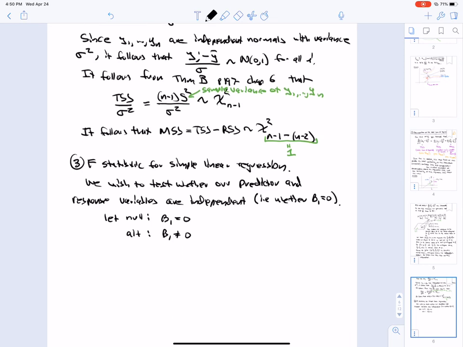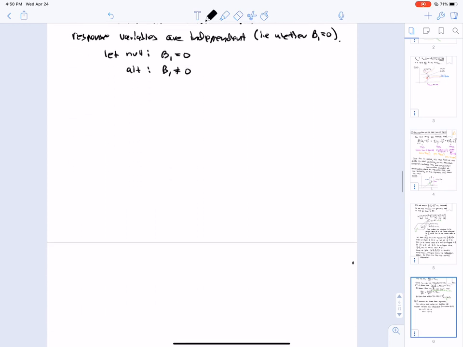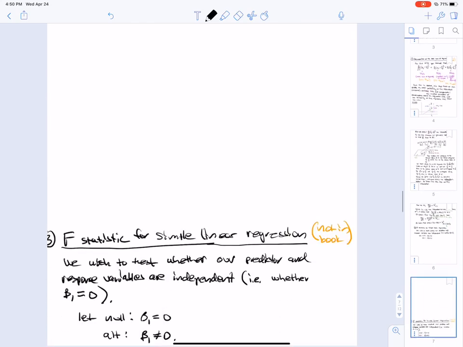So next we're going to talk about the F statistic for simple linear regression. We wish to test whether our predictor and our response variables are independent. In other words, whether beta 1 is 0 or not. That's the null. The alternative is that it's not 0.